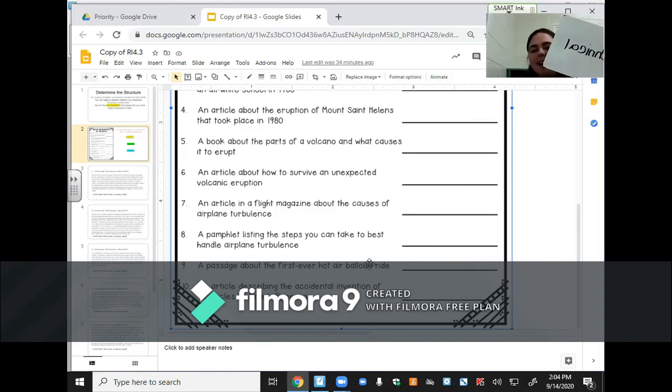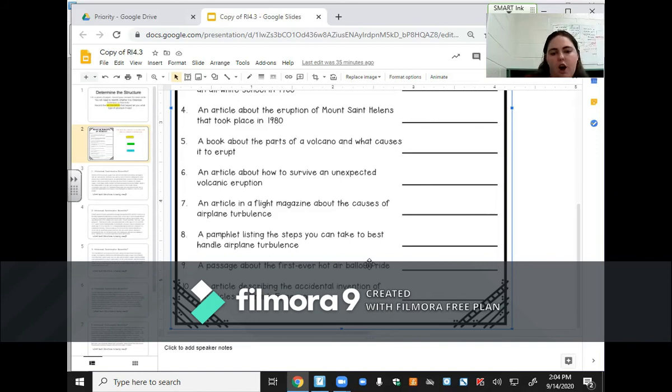If you guessed technical, you would be correct. Yes, because it's telling us how to survive an unexpected volcanic eruption. It is telling us how to do it. Great job. Yes. All right, number 7, an article in a flight magazine about the causes of airplane turbulence.